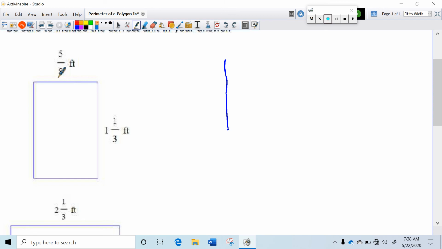For this rectangle, 5/8, write that on the right hand side. 1 1/3, I'm going to write that here. Okay, now you have to go completely around the rectangle. So if the top is 5/8, so is the bottom. And if the right side is 1 1/3, so is the left. So you're just going to write those down again.